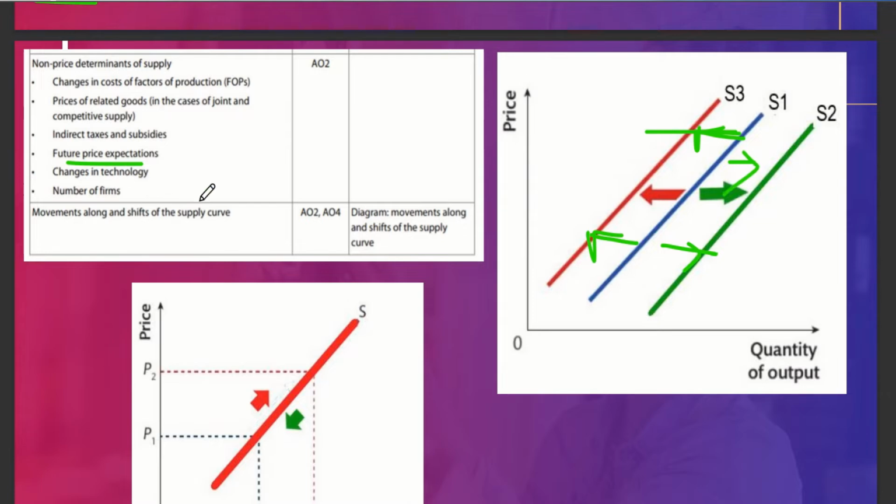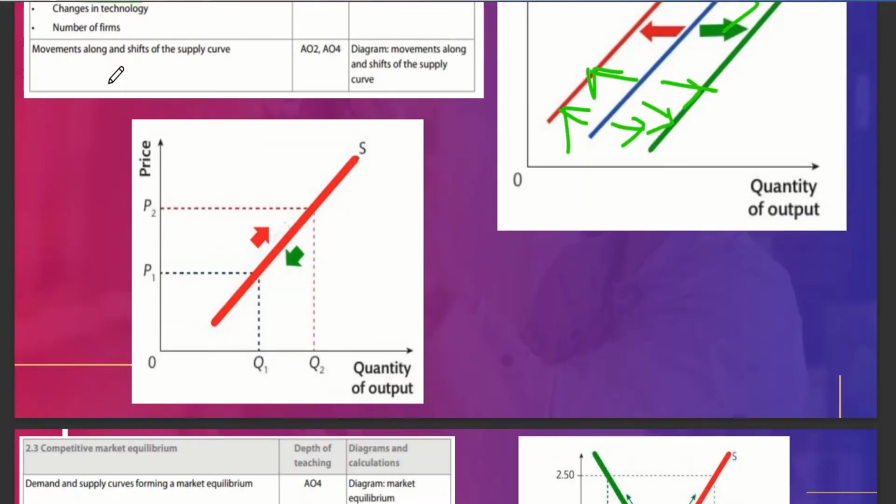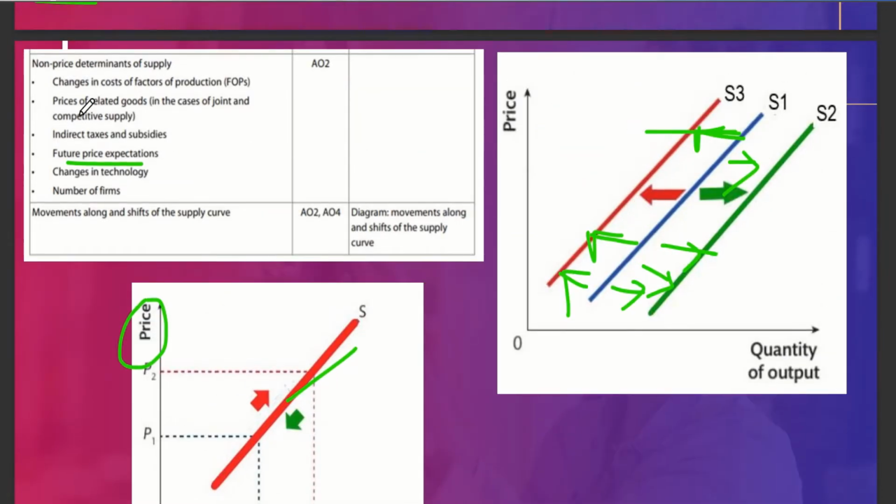Change in technology: if there is an advancement in technology, supply will be increasing. If the number of firms is lower, supply will be decreasing. If the number of firms in the industry is higher, supply will be more. Again, like movement along the demand curve, here also there is movement along the supply curve and shift of the supply curve. Movement along the supply curve is because of the change in the price. Shift of the supply curve is because of the non-price determinants. That's the difference.